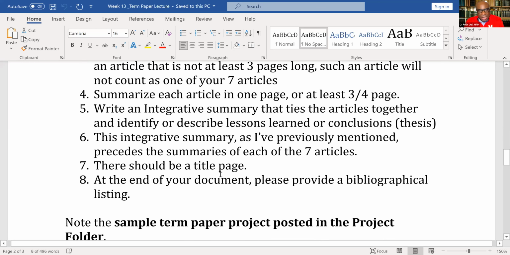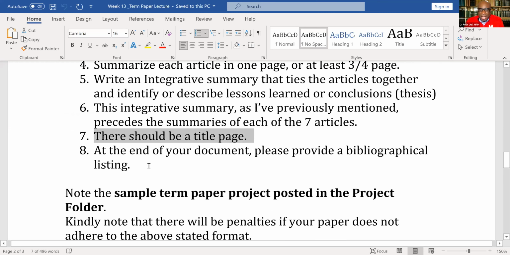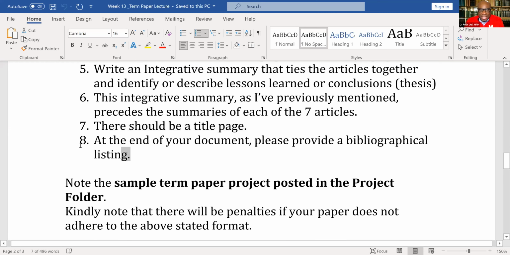There should be a title page. Let me reiterate that again. At the end of your document, again, let me reiterate, a bibliography. Those are important because this is the only way to confirm if the article that you're referencing actually meets the three-page criteria.